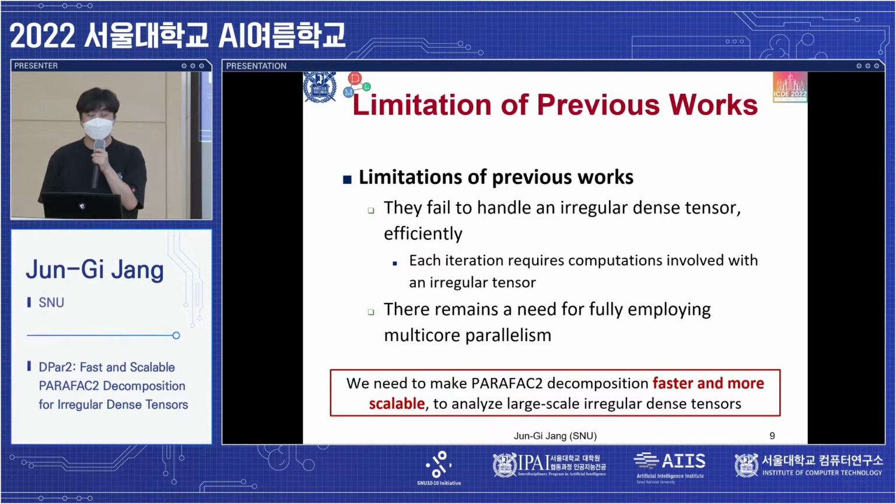So the limitation of previous PARAFAC2 decomposition methods is that they fail to efficiently handle an irregular tensor due to the computations involved with the tensor, as described in the previous slide. In addition, there is room for improvement in employing multi-core parallelism. Therefore, we should make PARAFAC2 decomposition faster and more scalable to analyze large-scale irregular tensors.